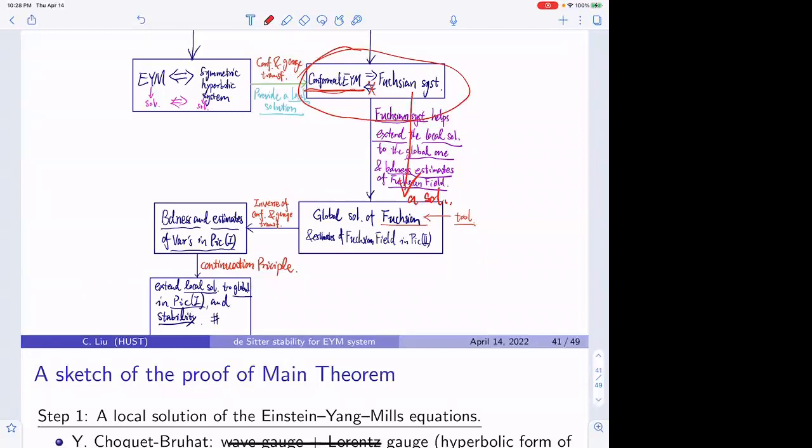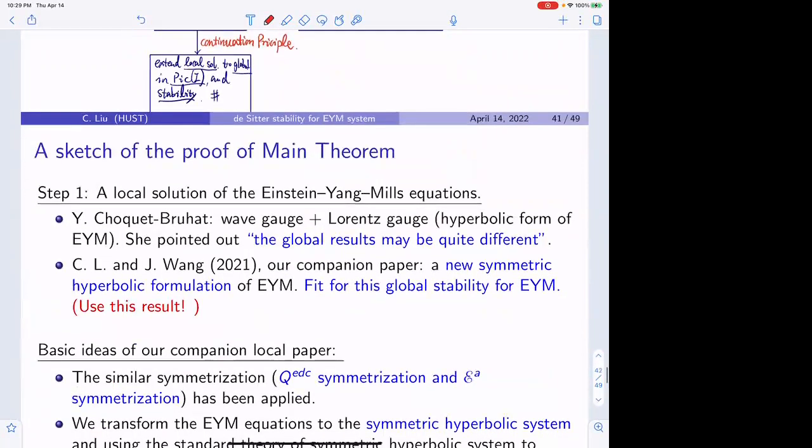So how can we say this solution is also a global solution to the conformal Einstein equation? If we already have a solution to this system, then we can say these two solutions must be equal, because this function system can only have a unique solution. So they must be equal. This is our idea. So the main proof is something like this.